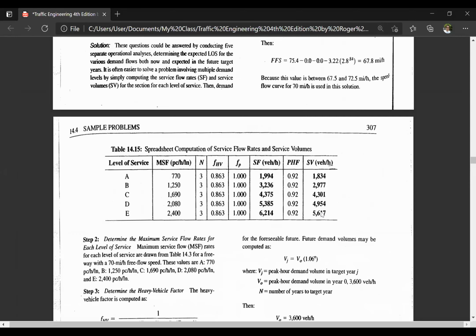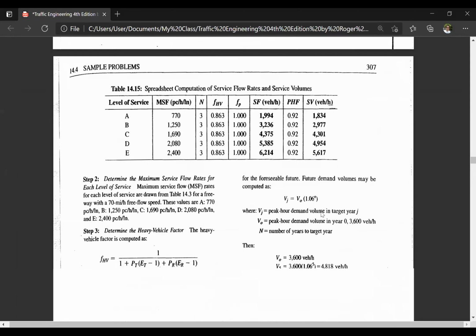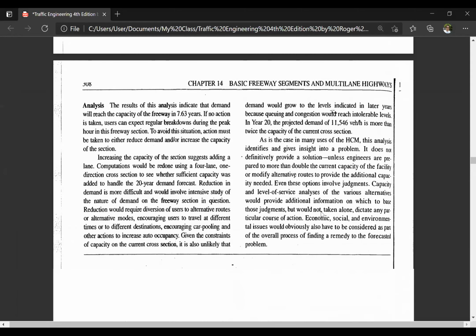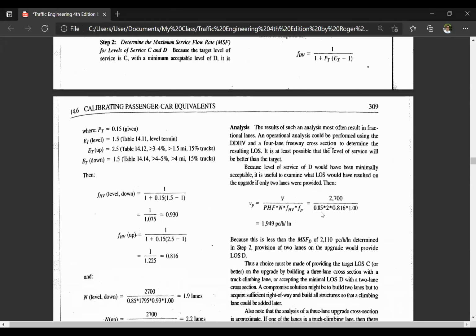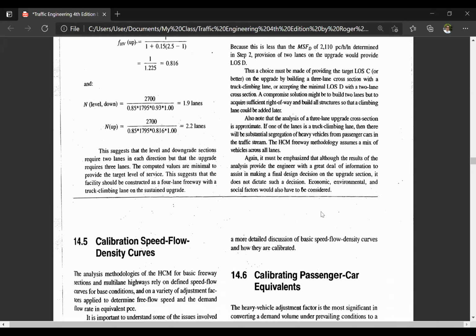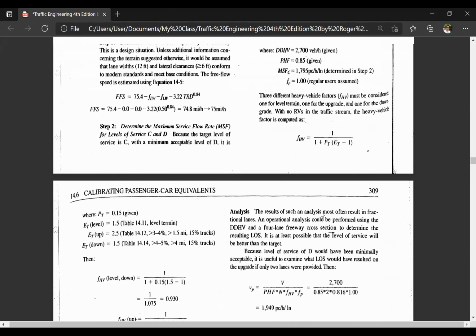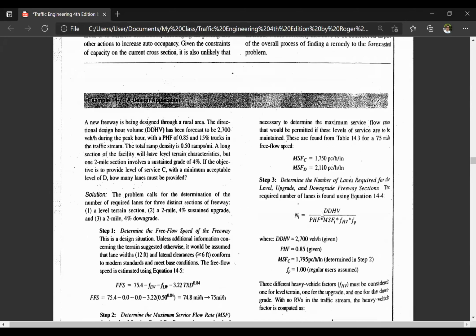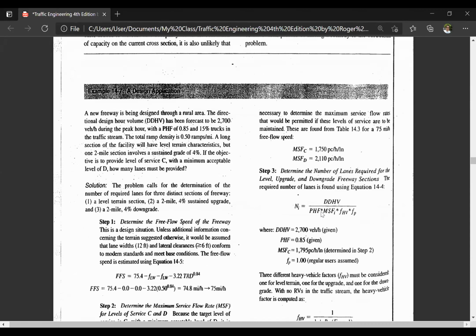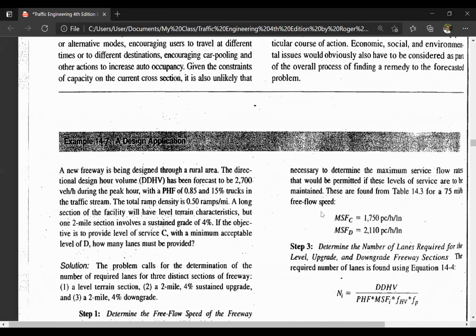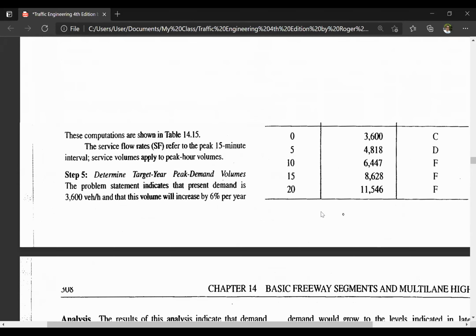You should go a little bit further through the rest of the examples, until this example, 14.7. It's not hard, it's just a different analysis for design, because the first two are analysis of existing conditions. This one is for design application.